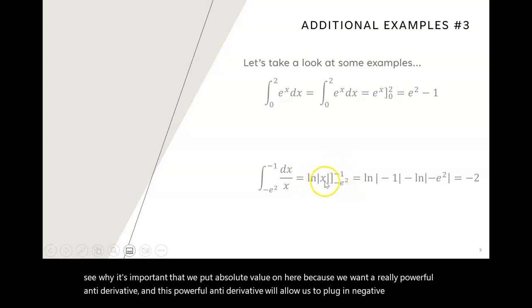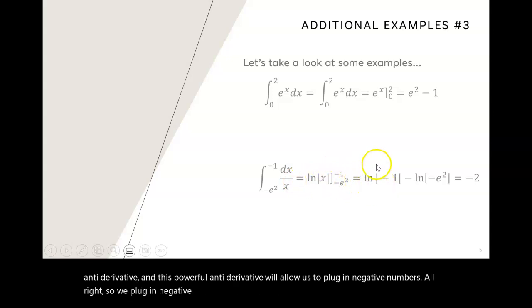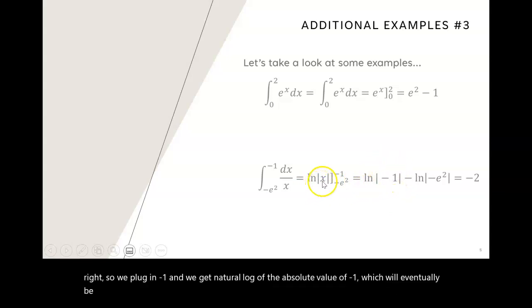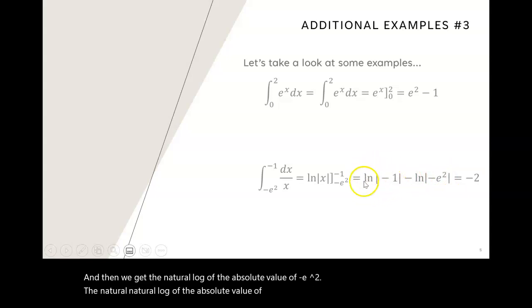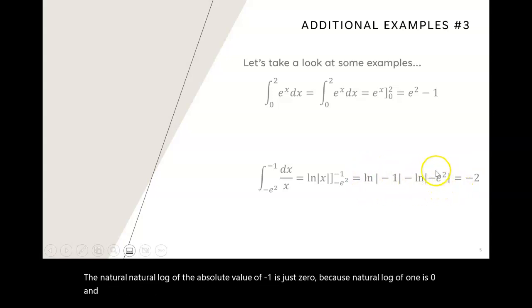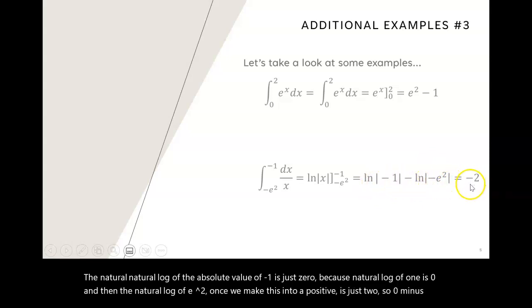All right, so we plug in negative 1, and we get natural log of the absolute value of negative 1, which will eventually be positive here. And then we get the natural log of the absolute value of negative e squared. The natural log of the absolute value of negative 1 is just 0, because natural log of 1 is 0. And then the natural log of e squared, once we make this into a positive, is just 2. So 0 minus 2 gives us negative 2.